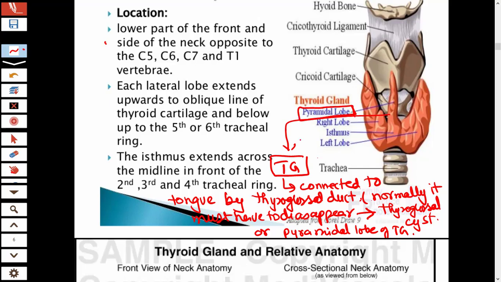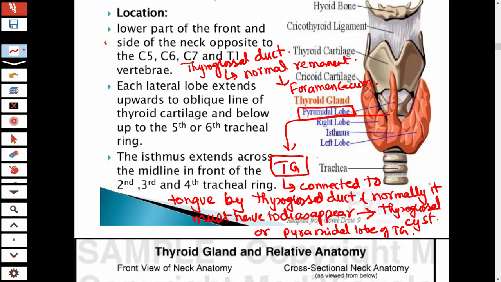Okay. Now another MCQ can be asked here about the thyroglossal duct. For example, what is the normal remnant of the thyroglossal duct? So the normal remnant of the thyroglossal duct, answer will be what? Answer will be foramen cecum. This is your important MCQ which you must remember. Okay, foramen cecum.